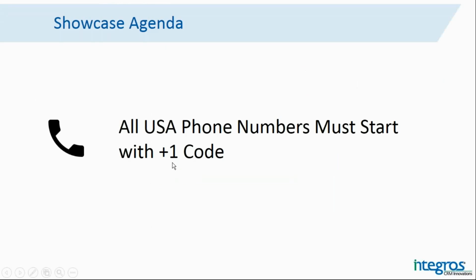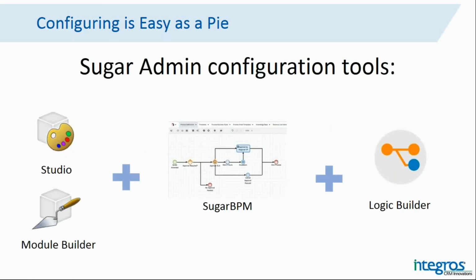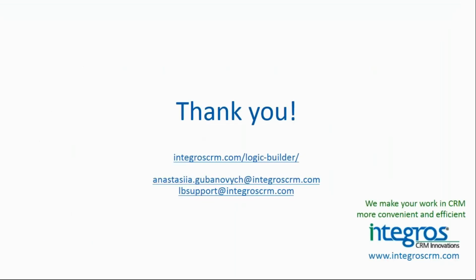Let me return to my presentation and say that with these powerful configuration tools like Studio and Module Builder to build new modules and add new fields, with Sugar BPM where you can add processes, and with Logic Builder where you can, for example, add validations, you are able to build solutions of any complexity. And I really hope that what you saw today gives you an idea of how you can address the business challenges you face.